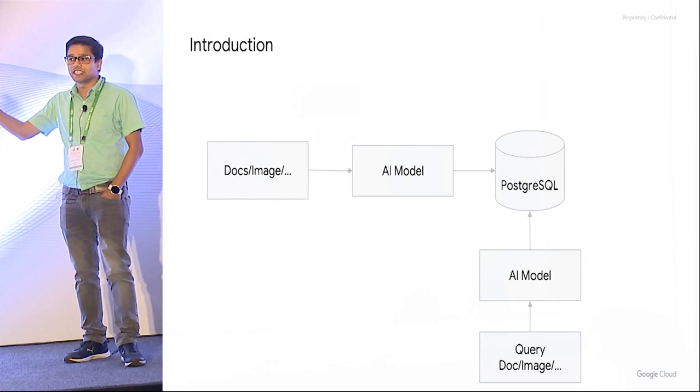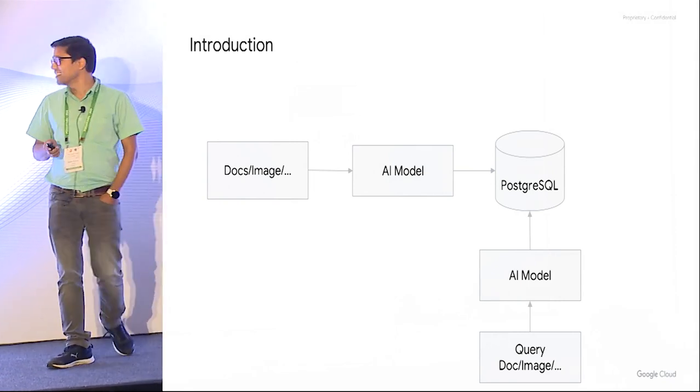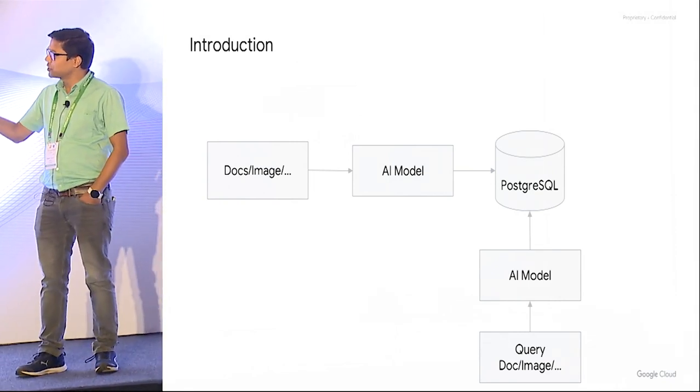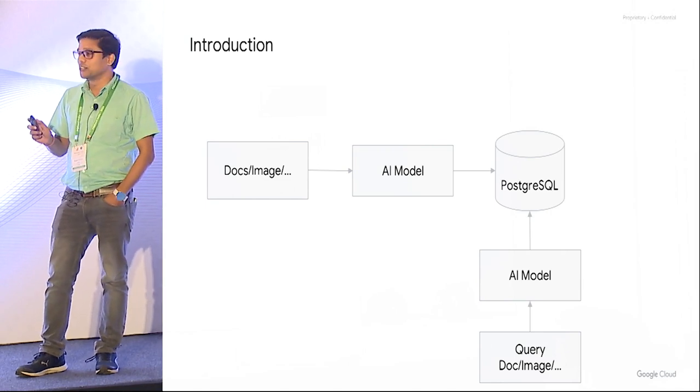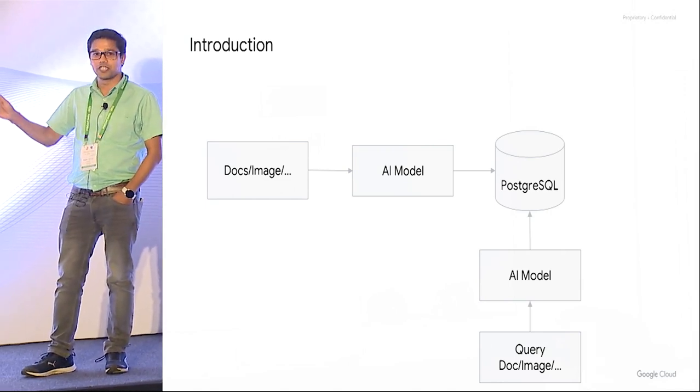I made this slide in just the last few minutes, so sorry if there is some mistake here. I'm just trying to summarize how an AI model fits along with PostgreSQL.